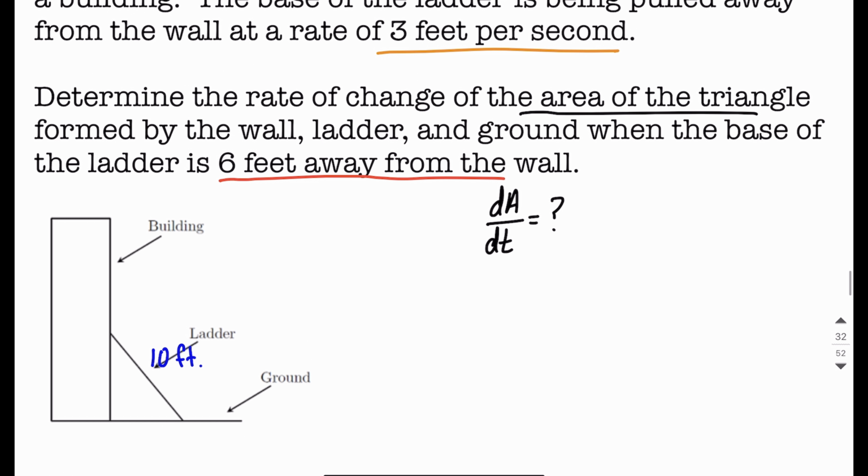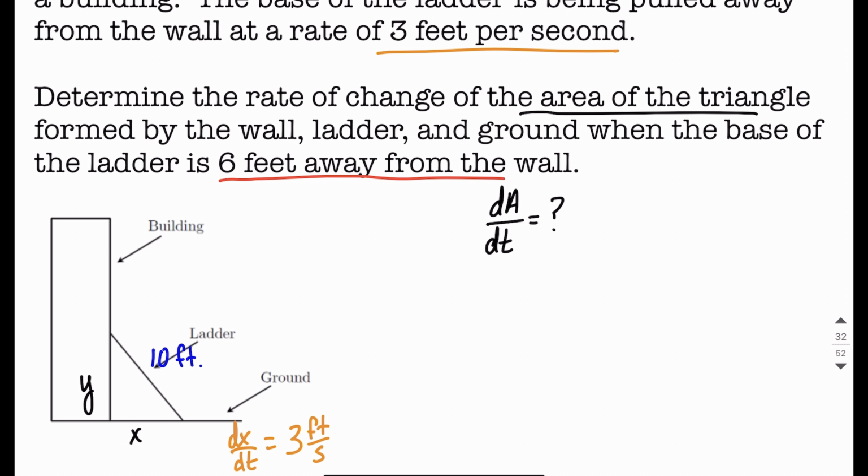Getting all these labels in here, what I like to do is say X is the horizontal component and Y is the vertical component. The information given to us tells us the rate at which this ladder is being pulled away from the building. So that's the horizontal change. How our X is changing with respect to time, dx/dt, is 3 feet per second. Just labeling things as we go. Our X is increasing, so it's going to be a positive 3 feet per second.